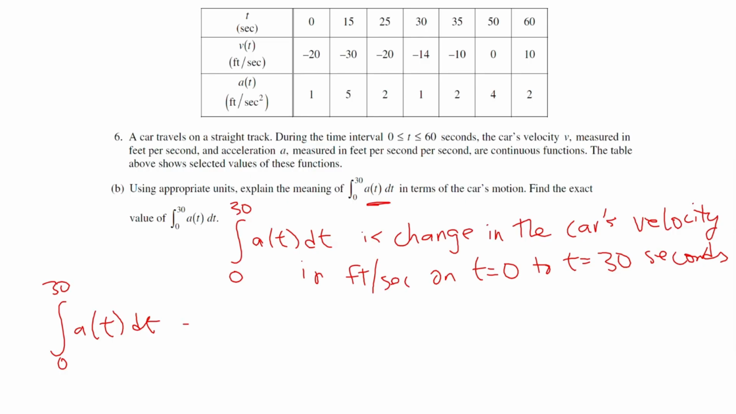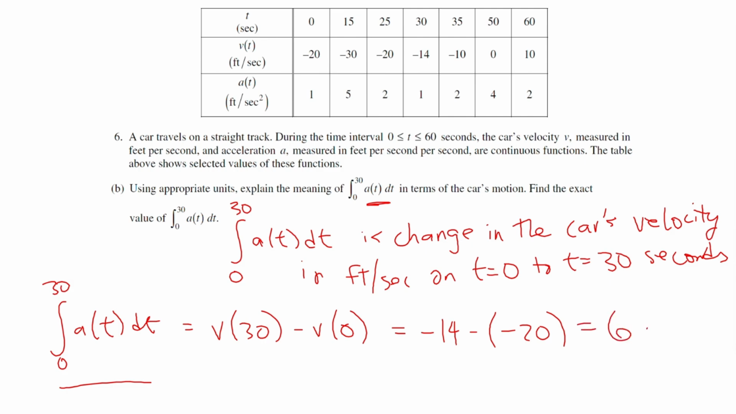Well, the integral of acceleration is velocity, so just evaluate velocity at 30 and velocity at 0, because that's how a definite integral works. Evaluate at the upper and the lower limits and find the difference. So v of 30 was negative 14, and v of 0 was negative 20. Negative 14 minus negative 20 is 6, and our units here are feet per second. They gave you 2 points for this, 1 for the explanation and 1 down here for the correct value.